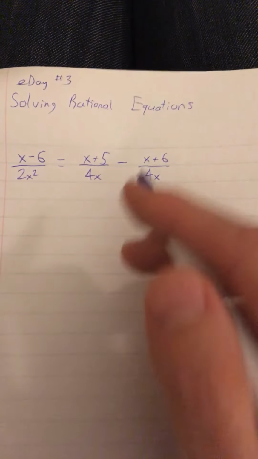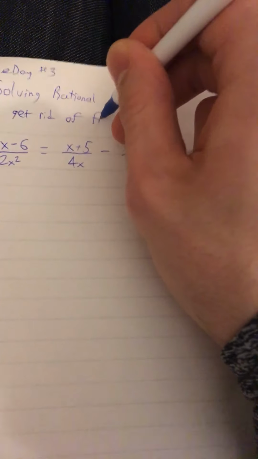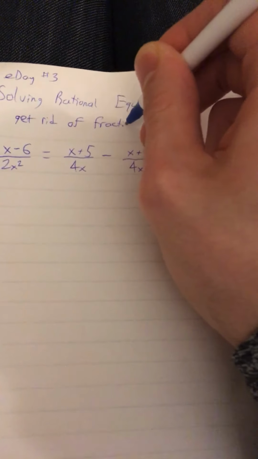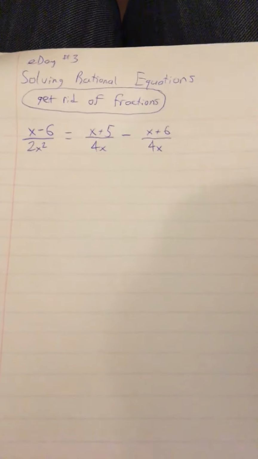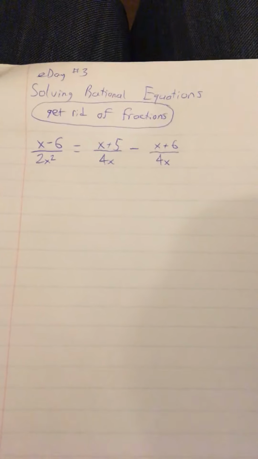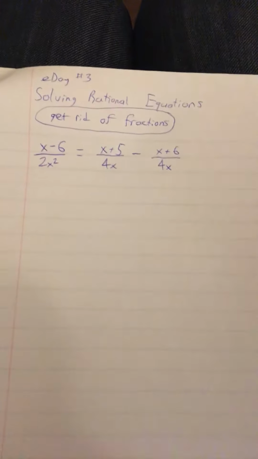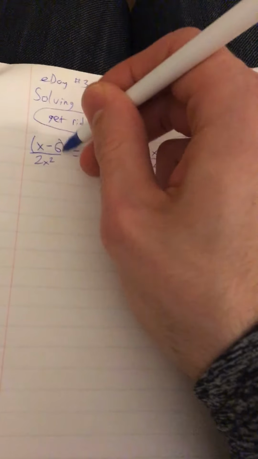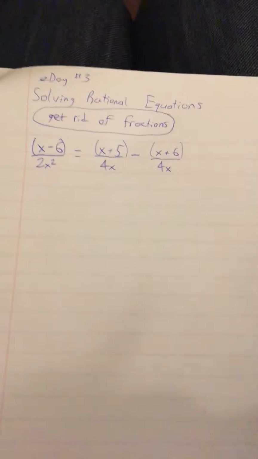The goal when we're solving these things is to get rid of the fractions. You folks have been solving equations without fractions since 7th grade, and you're very good at it. So if we can somehow make the fractions go away, this will be a super easy equation to solve, okay? Now, the very first thing to do even before that is anything that's a binomial, let's put those in parentheses, treat them like one term. So x minus 6, x plus 5, and the x plus 6.